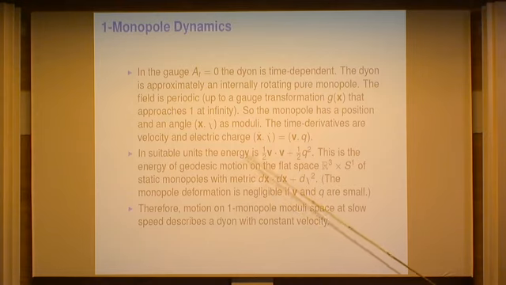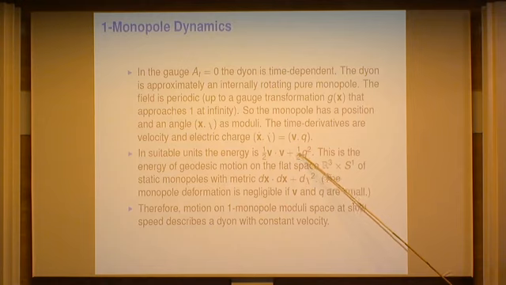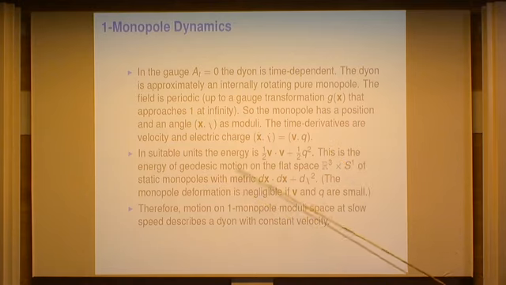And in suitable units, you can work out the energy, and it's a half v squared plus a half q squared. So it's important that these have the same coefficient. And that's a calculation to show that. This is the energy of geodesic motion on a flat space.